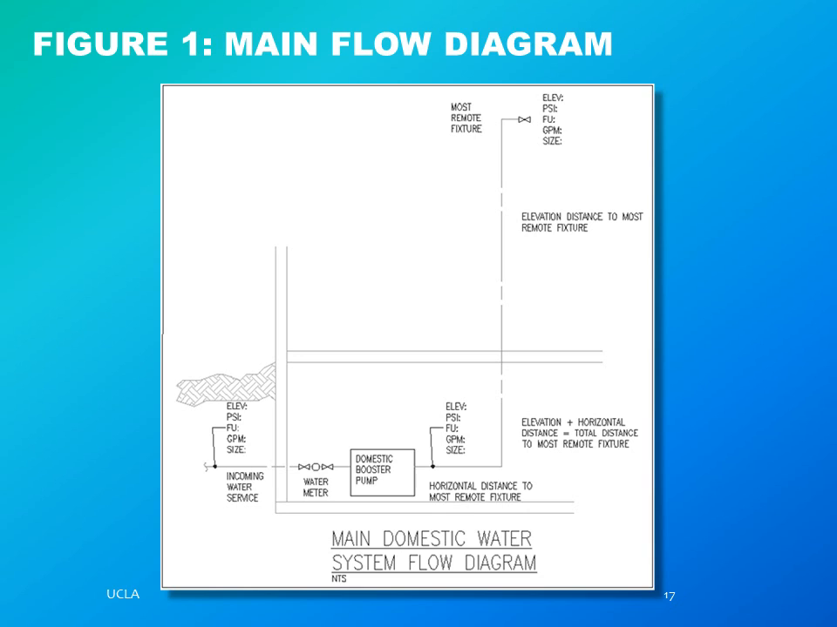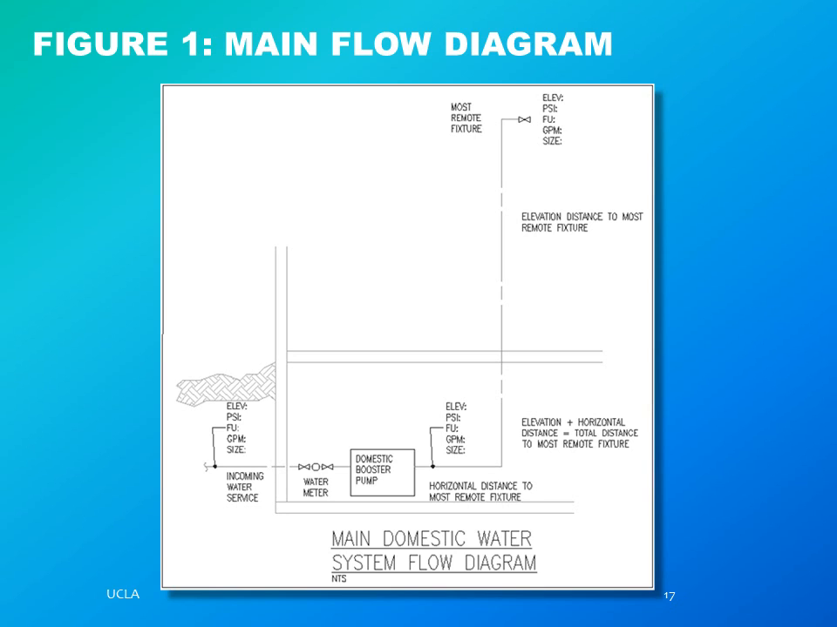Here's a simple main flow diagram. You may have seen this in an article in a magazine a couple of years ago that I did for PSD magazine. It's very simple. It just shows on the left we are looking for elevation, PSI, the fixture units, GPM, and the size. We should have that on the incoming water service. Comes in, you have a water meter, booster pumps, and then you again put additional information as we did where the water was coming in.